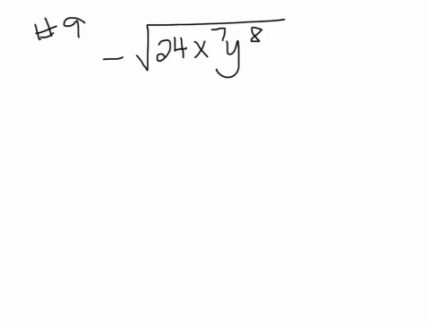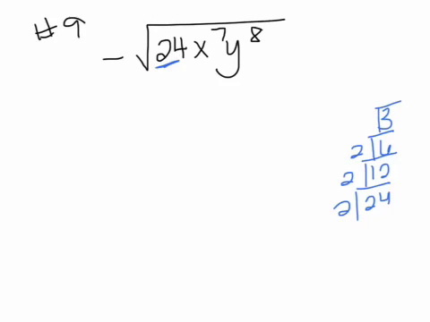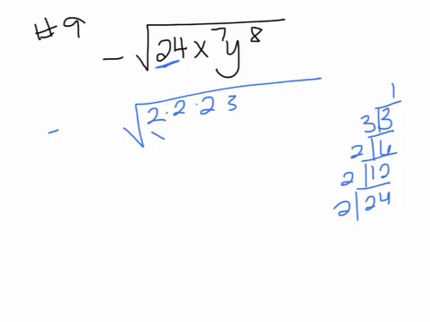Last problem. I'm going to start by factoring this 24. 2 goes into it 12 times. 2 goes into that 6. 2 goes into that 3. 3 goes into that 1. So if I rewrite all this out, this is 2 times 2 times 2 times 3.